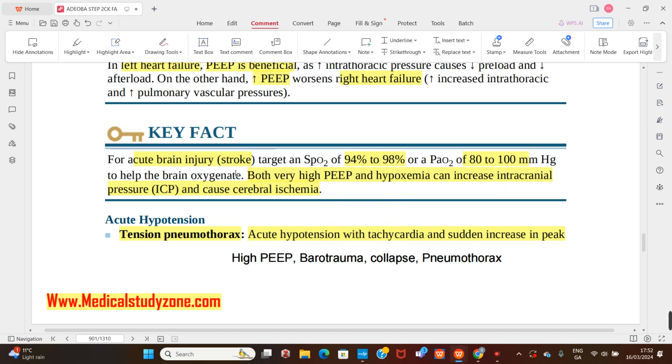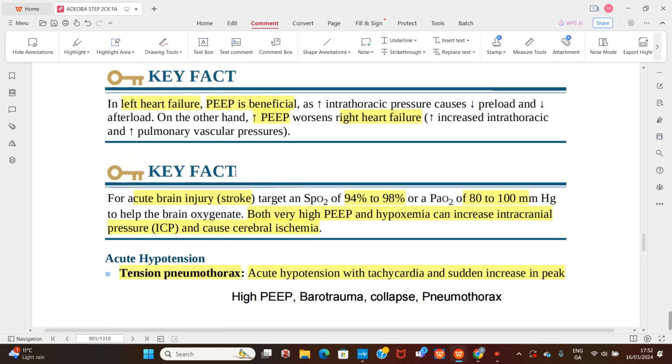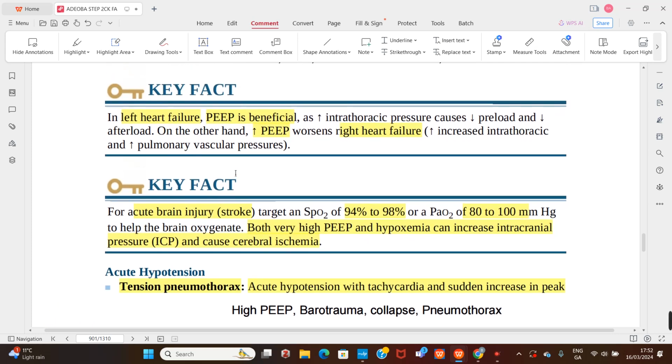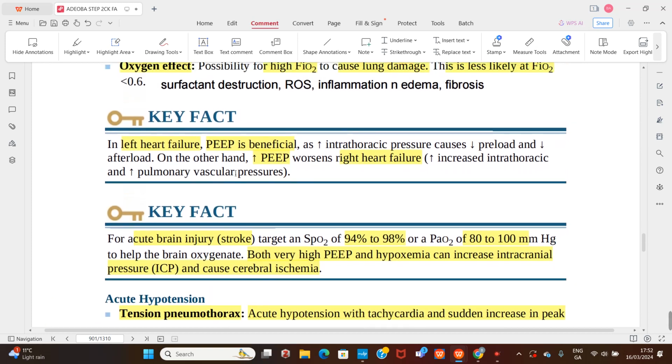Sorry, can you take this heart failure issue again, please? Wow, Dr. Antonia, you didn't get it.